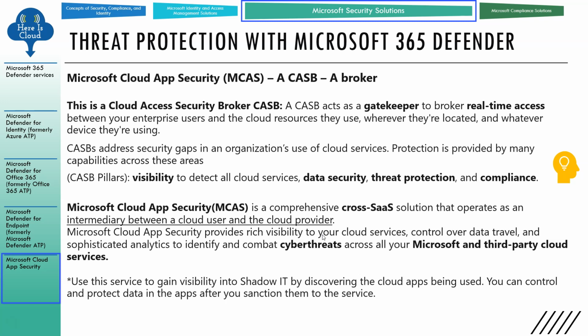Now, as we mentioned, Microsoft Cloud App Security is also a CASB. And as a definition, it's a comprehensive cross-SaaS solution that operates as an intermediary between a cloud user and the cloud provider. It provides rich visibility into your cloud services, control over data travel, and sophisticated analytics to identify and combat cyber threats across all your Microsoft and third-party cloud services. So it sits between a cloud user and a cloud provider and monitors the data to detect any threat.